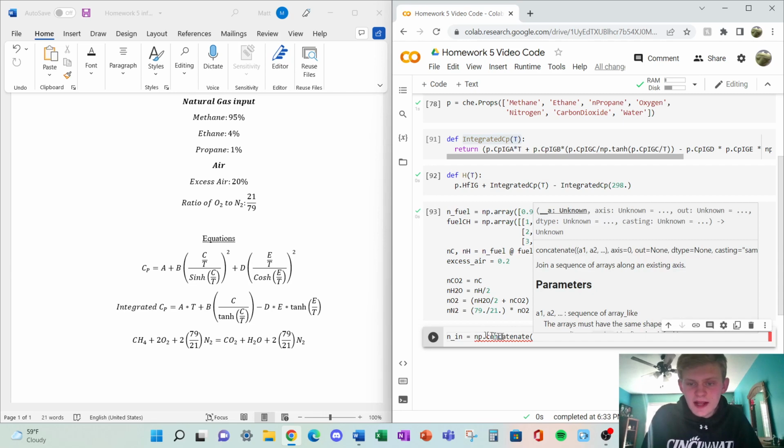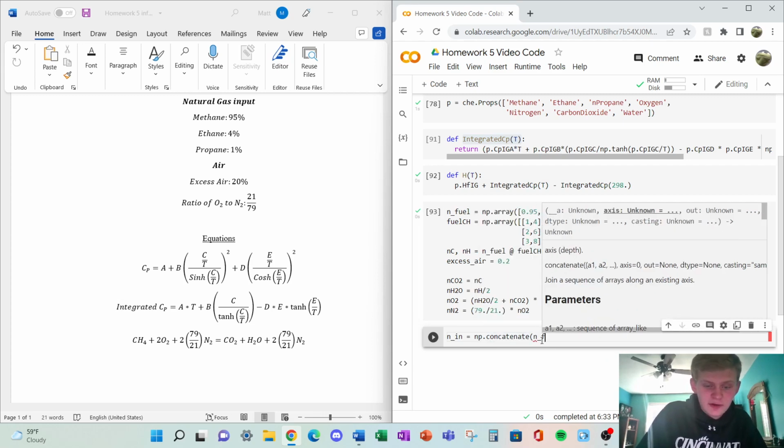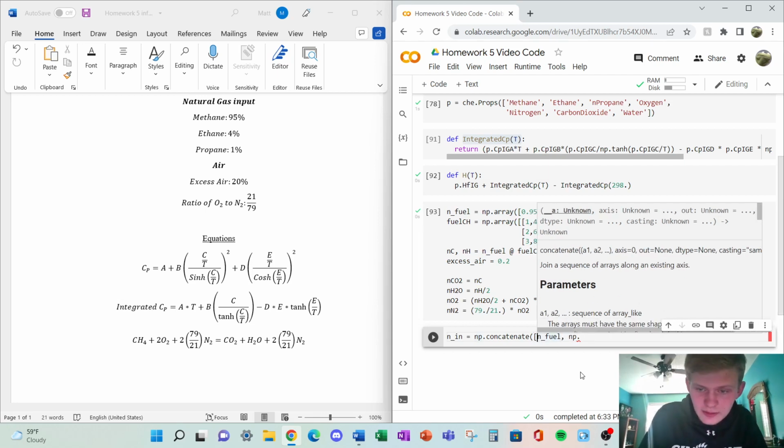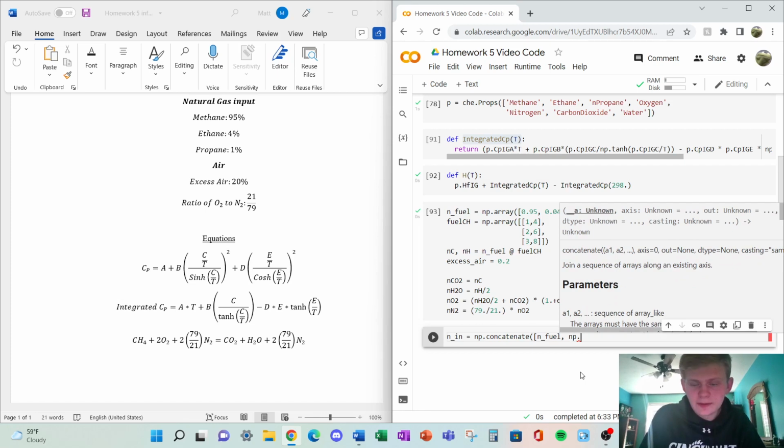And a concatenate, what that's going to do is combine the arrays we put into this particular function. So the two things we want to combine are our moles of fuel array, and then we're going to make an array inside of this. Oh, I almost messed this up. I need that there. And then we need another numpy array as such.